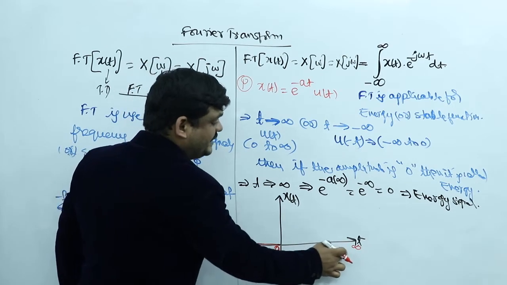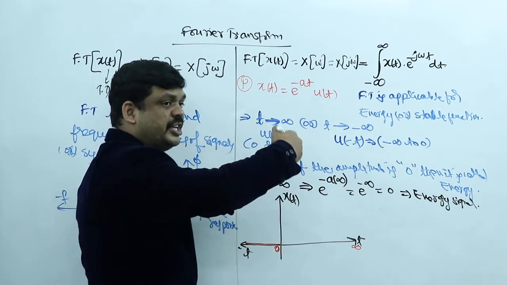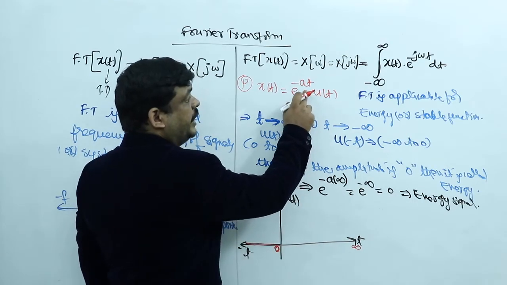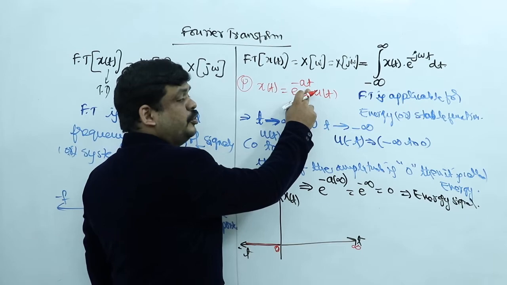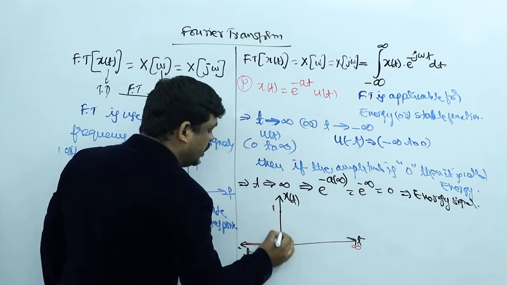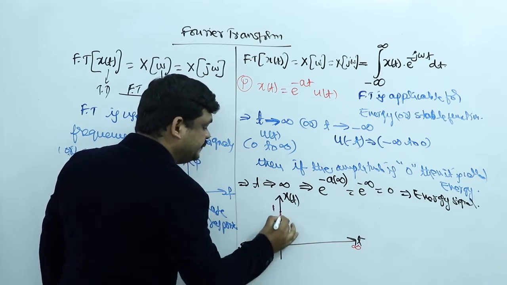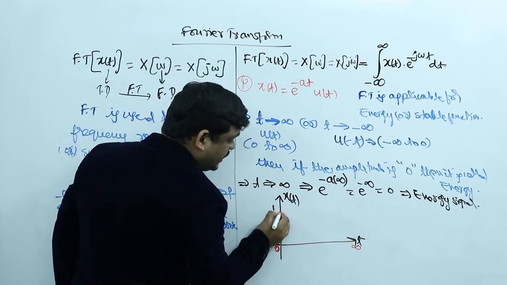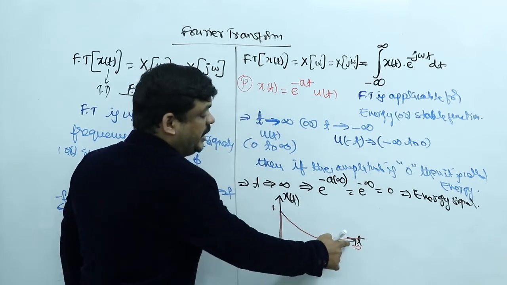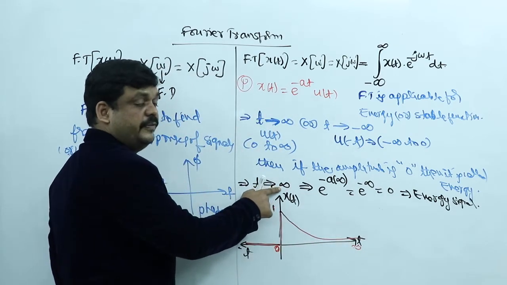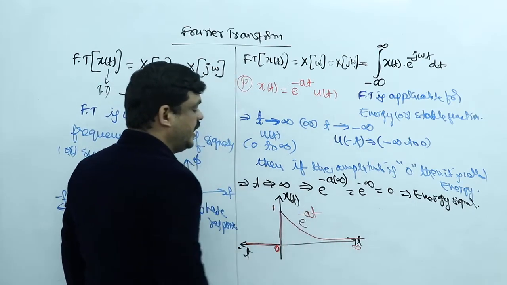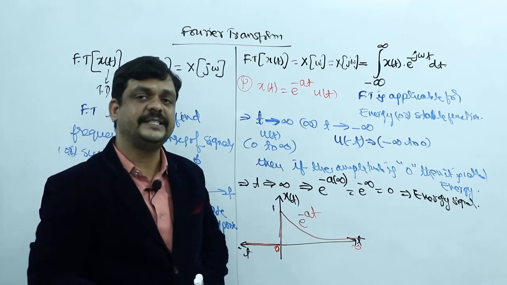Now within these limits this function exponentially decreases, right? For that purpose I am substituting t is equal to 0 in this. If you substitute t is equal to 0, it gives e to the power of 0. e to the power of 0 value is 1. So exactly at t is equal to 0, the amplitude of the function is 1. And as the time axis increases, the amplitude of the function exponentially decreases. It should be like this. And finally it becomes 0 at t tends to infinity. This is the exponentially decaying function e to the power of minus at.